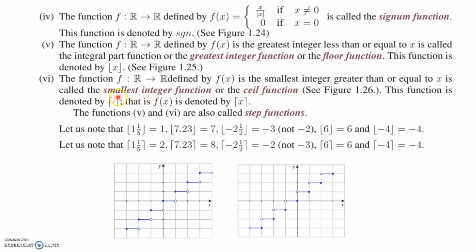Then the next is called the smallest integer function or ceil function. This is an example of the ceil function. This is how it's represented. You get the smallest integer which is greater than the value given here. So 2 is greater than 1 by 5, and it's the smallest integer which is greater than 1 by 5. Similarly, for 7.23 it's 8, and so on. So that's called the ceil function and floor function, and these functions are called step functions.